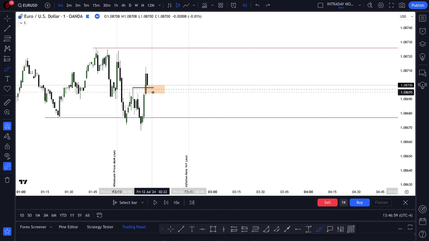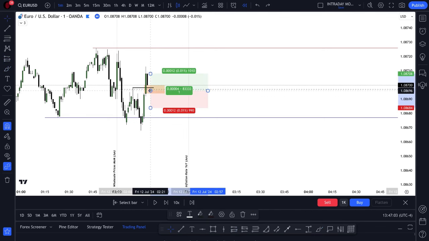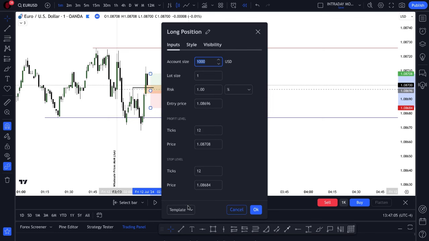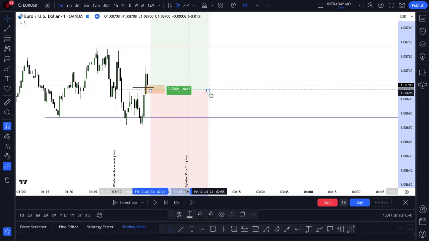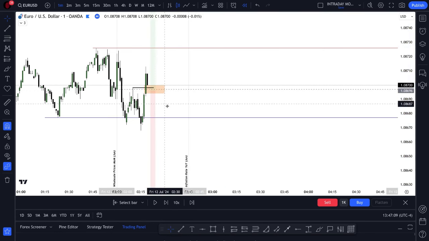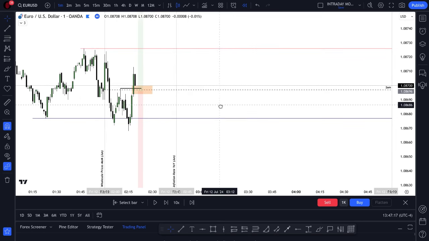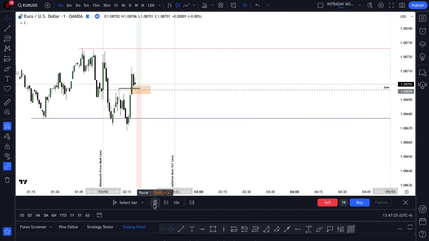So if you were going to take this idea, what I would recommend is either buying one pip below that kill zone's opening price inside that fair value gap within the region. Or you can wait to see if price will give a fair value gap completely below 2 a.m.'s opening price. It's all up to you as the operator, but these ideas are still quality long opportunities. Let's play it forward and see what happens.